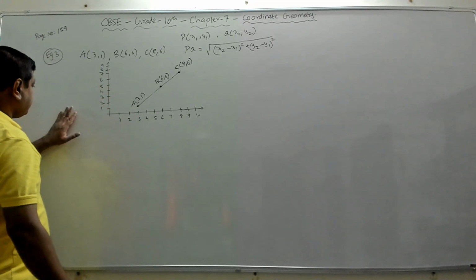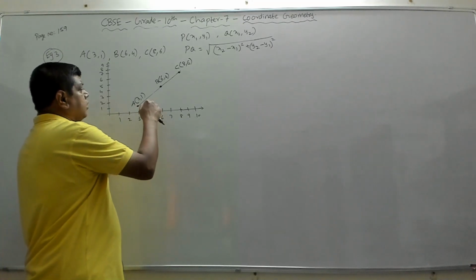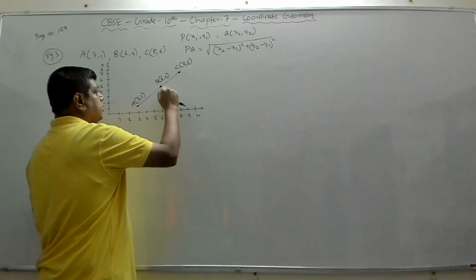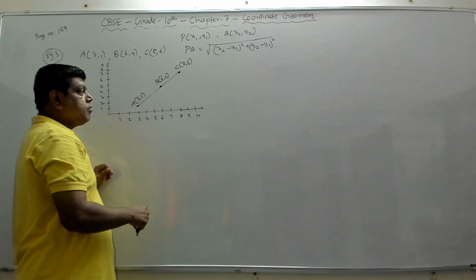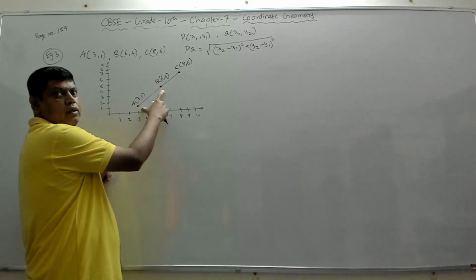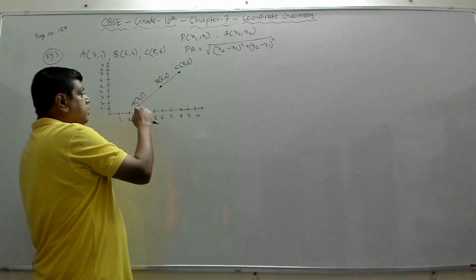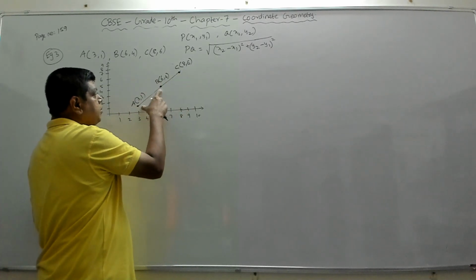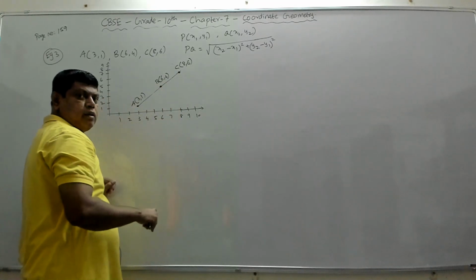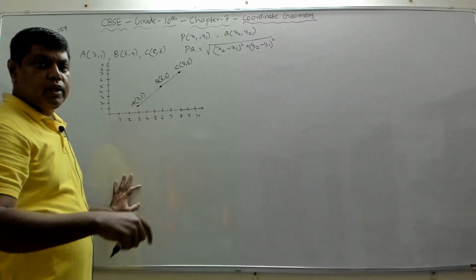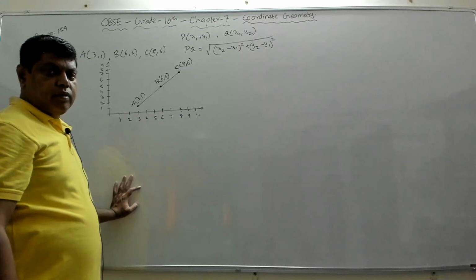So here, to check whether A, B, C are in a line, we will find the distance between A and B, the distance between B and C, and the distance between A and C. Then the sum of AB plus BC should be equal to AC. Then we can say that they are seated in a straight line.